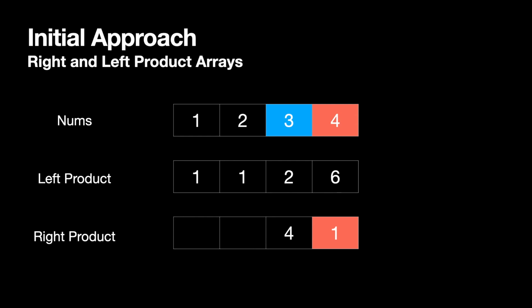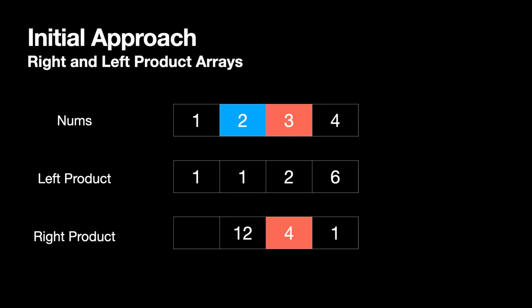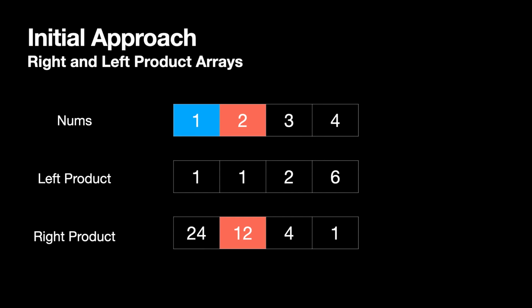This will be the product of the elements to its right, which in this case is 4, and its own right product, which we calculated in the previous step, to be 1. 4 times 1 is 4, so 3's right product is equal to 4. We'll then take 2 and multiply 3 times 4 to get its right product, which is 12. Lastly, we'll take 1 and multiply 2 times 12 to find its right product, which equals 24.